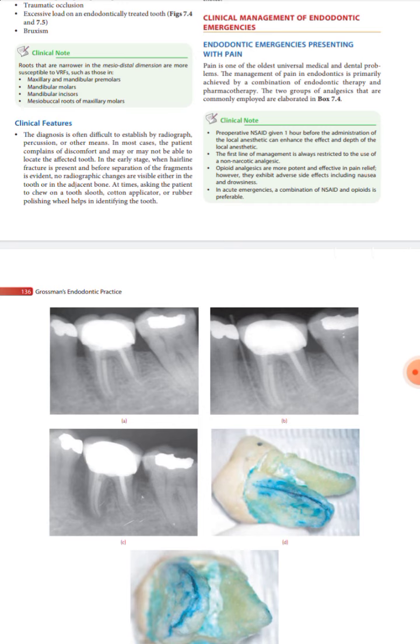जैसे कि देखो endodontic emergency presenting with pain. Pain is one of the oldest universal medical and dental problems. Management of pain in endodontics is primarily achieved by a combination of endodontic therapy and pharmacotherapy.